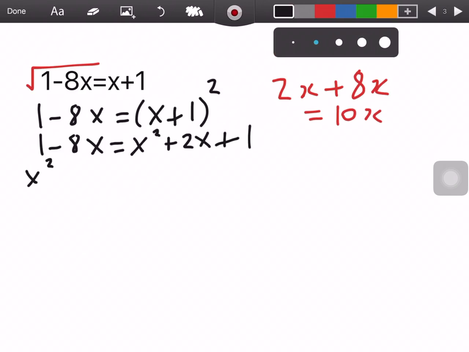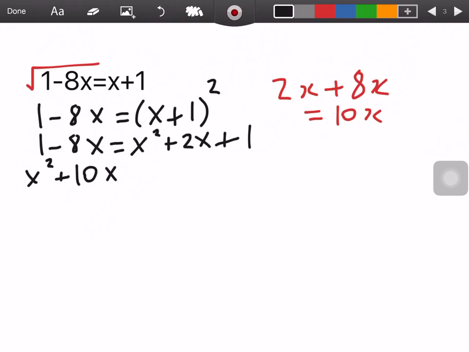So it would become plus 10x, and when you take 1 from the left hand side and bring it to the right hand side, same exact thing, it will become 1 minus 1, which would give you 0. So it's going to be equal to 0.